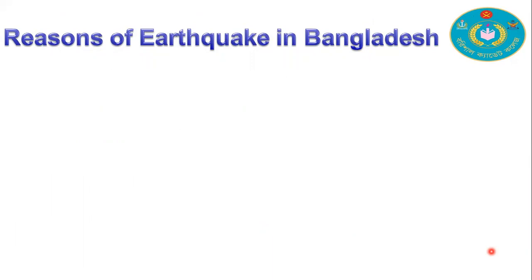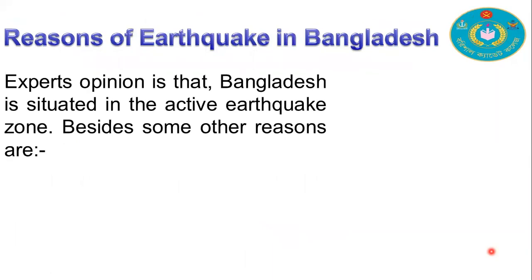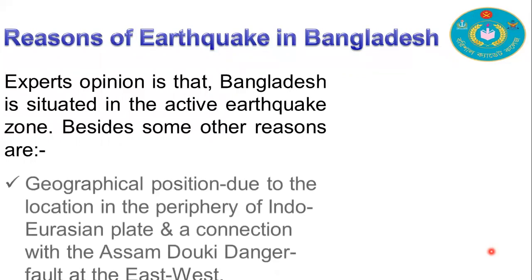And now come here to Bangladesh. What are the reasons why earthquakes take place in our country? We should know. According to the experts' opinion, Bangladesh is situated in an active earthquake zone. This is the first and primary reason of earthquakes here in our country. Besides this, there are some other reasons mentioned here.